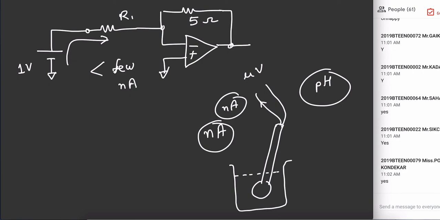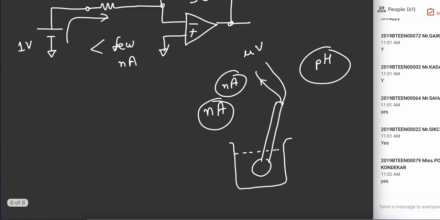So depending on the signal source, whether it is weak or sufficient current can be drawn from the signal source, we can decide the value of R1. Okay. Now let us solve one more example.